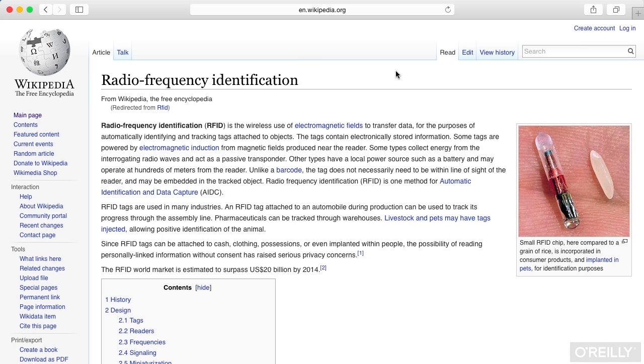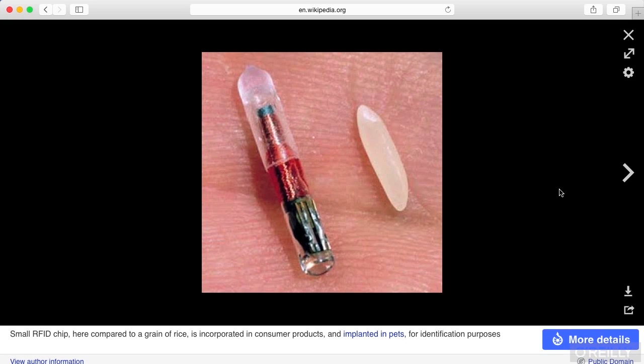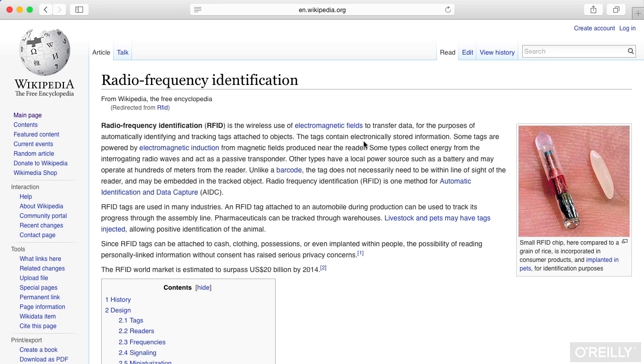Now, in this lesson, we're going to be looking at one more form of wireless communication technology. And I happen to like this picture an awful lot. The thing on the left is actually an RFID chip, and the thing on the right is actually a single grain of rice. So you can see just how small RFID chips are. Now, let's talk about what RFID is.